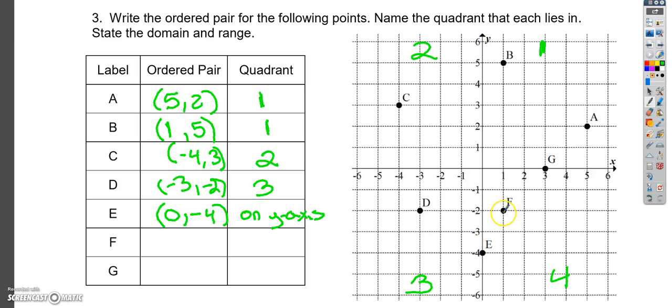Here's F. So start at the origin, right 1, down 2. So right 1 is positive 1, down 2 would be negative 2, and it is in quadrant 4. Here's G. So here we're going to go right 3 and then stay. So right 3 would be positive 3, stay is 0, and it's on the x-axis.